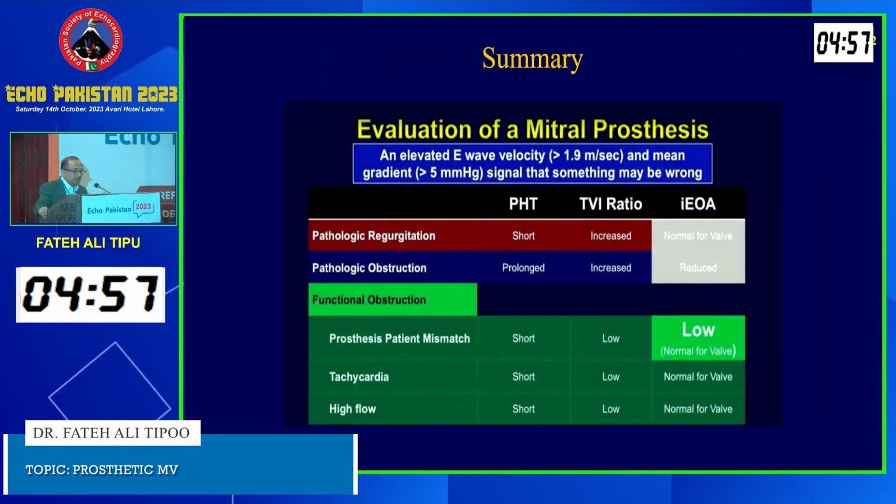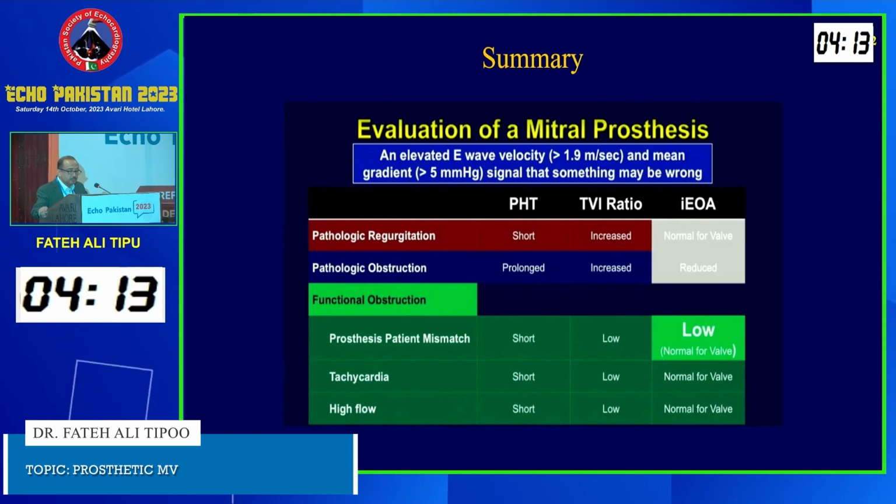In summary, while doing the evaluation of a mitral prosthesis, the key points which I described are important while doing the 2D examination, and even before starting the 2D examination, things like history are important. When you start and you see that the E velocity is more than 1.9 and the mean gradient is more than 5, then it signals that something may be wrong. Then you have to see the pressure half time. If the pressure half time is prolonged, then likely pathological obstruction. If it's not prolonged, then maybe MR, maybe prosthesis-patient mismatch, and maybe a high flow state. The VTI ratio would help you in differentiating among these conditions.